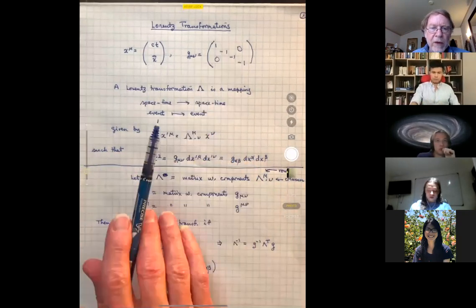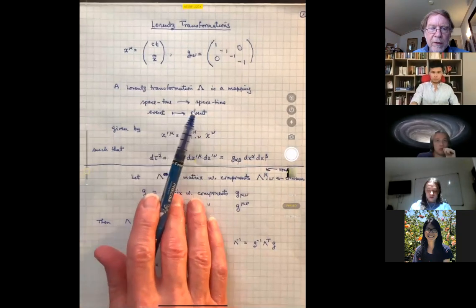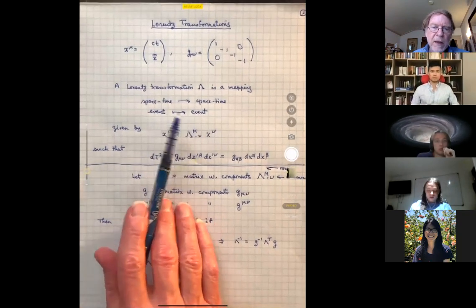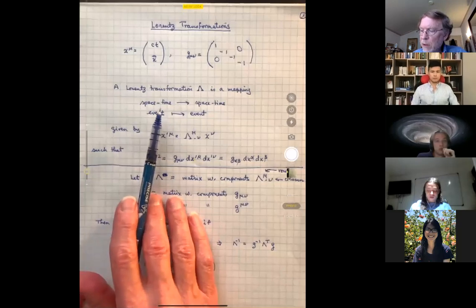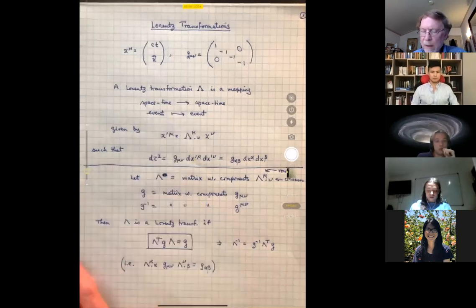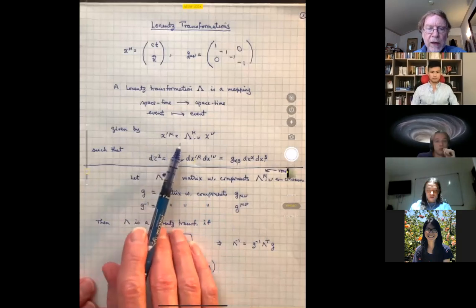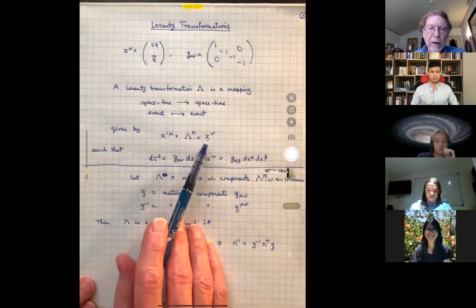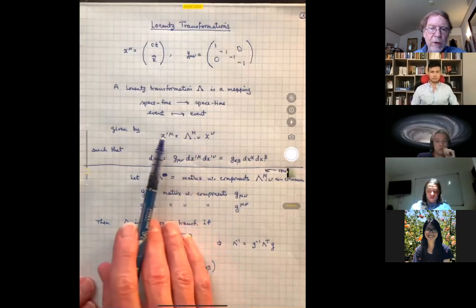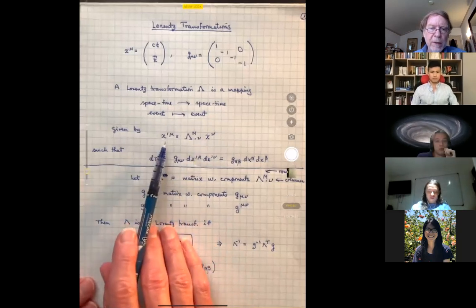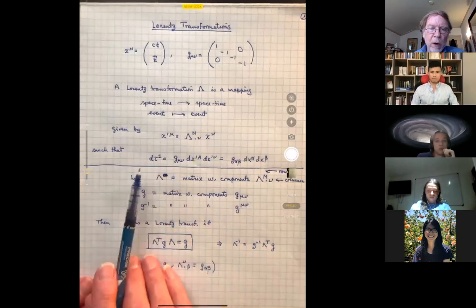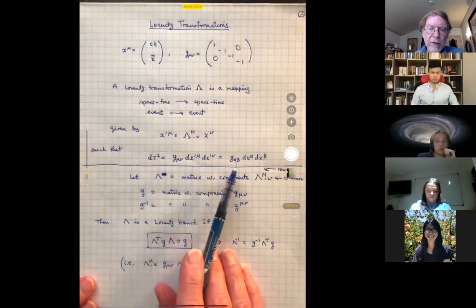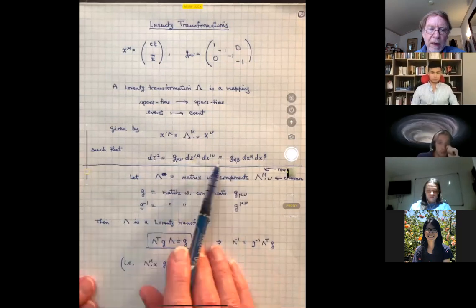We define a Lorentz transformation as a mapping that takes space-time into itself. That's to say, it maps one event into another event. Space-time is the space of events. It's an event space. So that's what this means. And we're going to assume it's a linear transformation specified by a matrix lambda connecting the old event with coordinates x nu to the new event with coordinates x prime mu. And we require that the Minkowski scalar product is invariant under the transformation. That's what this equation means.